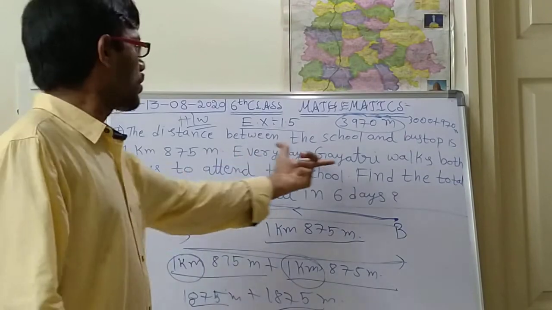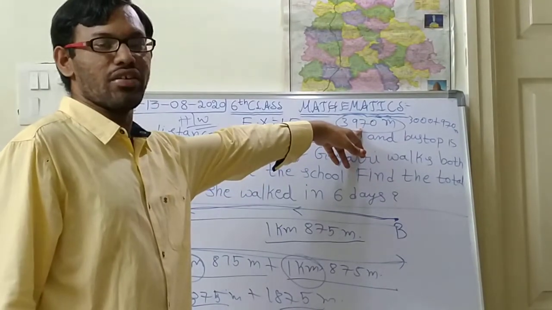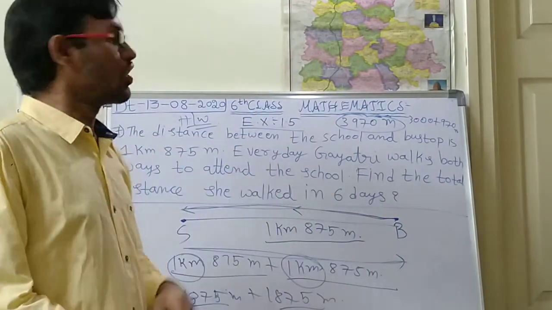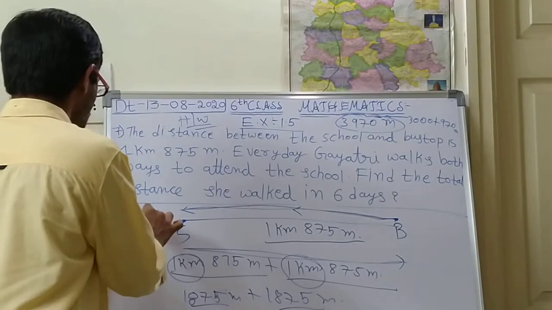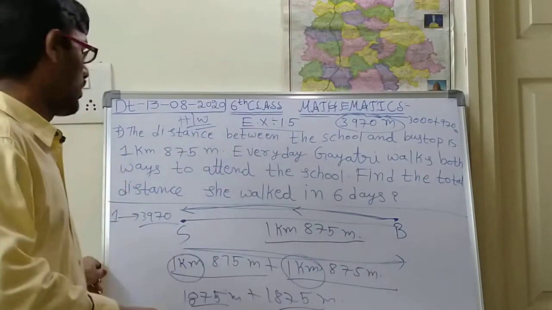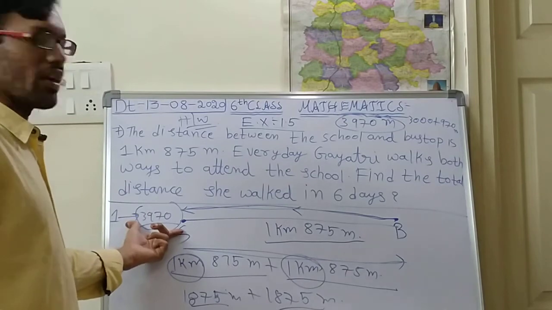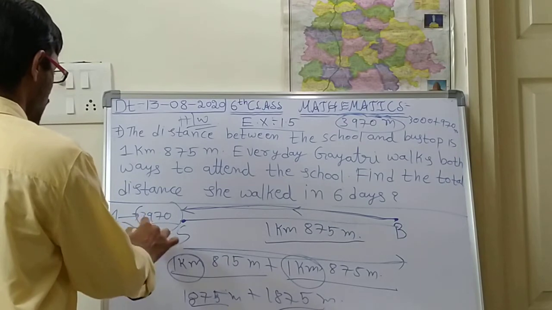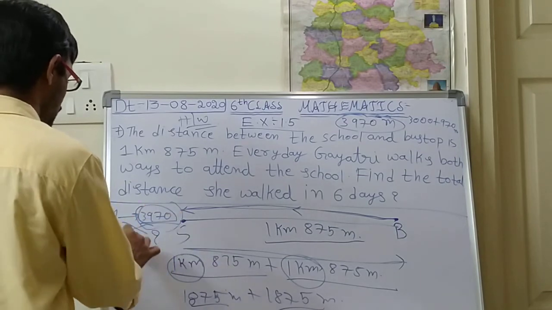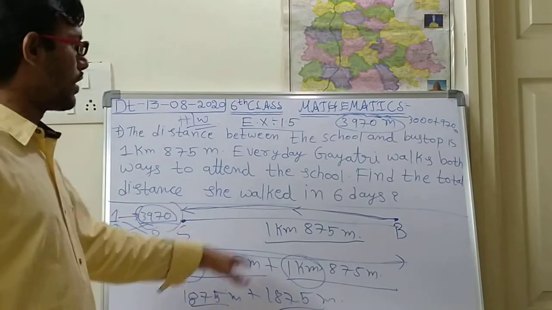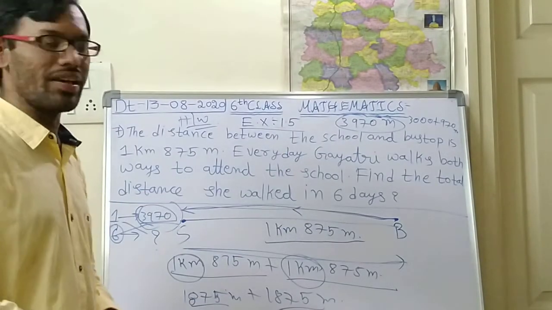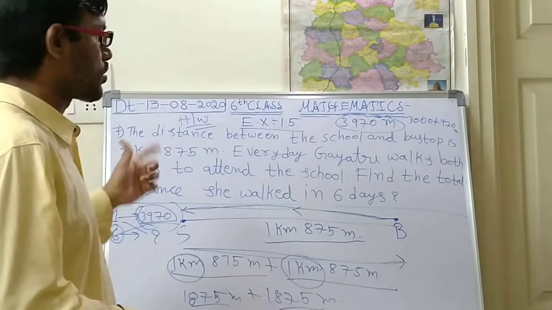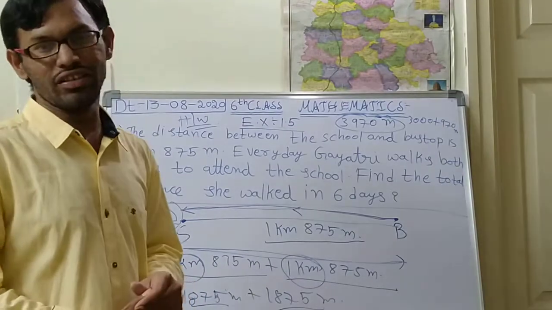So after that, for one day 3970 meters. So for 6 days how many meters? For 6 days how many meters? You calculate. So for one day 3970, not exactly, but I am saying approximately. Okay, 3970. For 6 days, how many meters? So multiply 3970 into 6. So like this you do. This problem will be easy. So I hope you will do this problem very easily. If not, in the next class I will explain this problem.